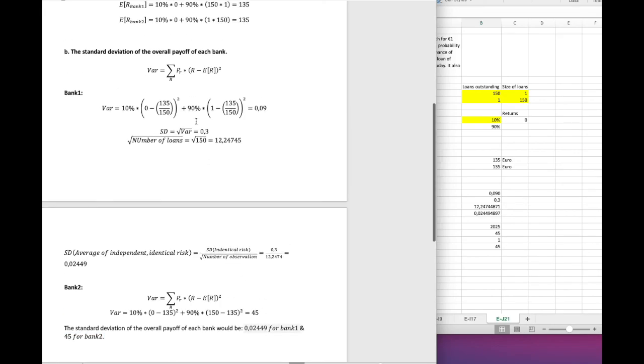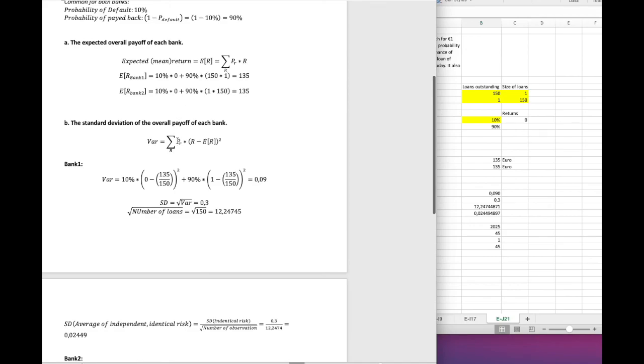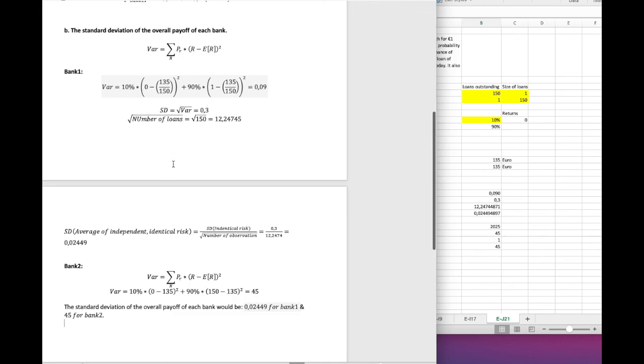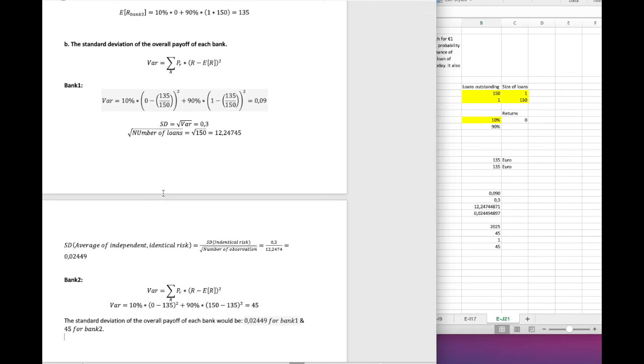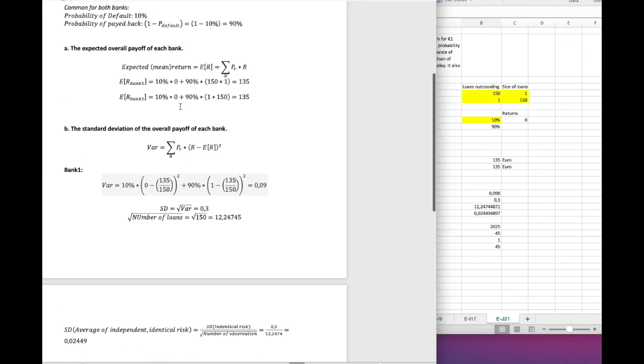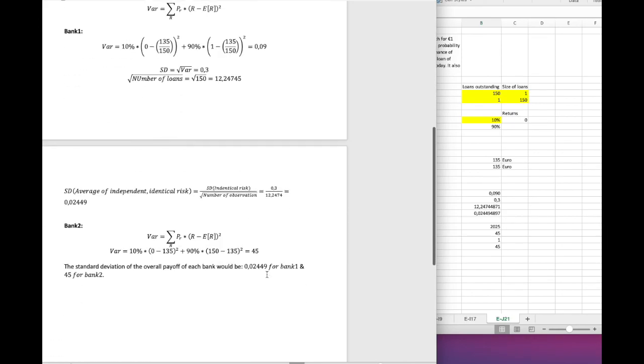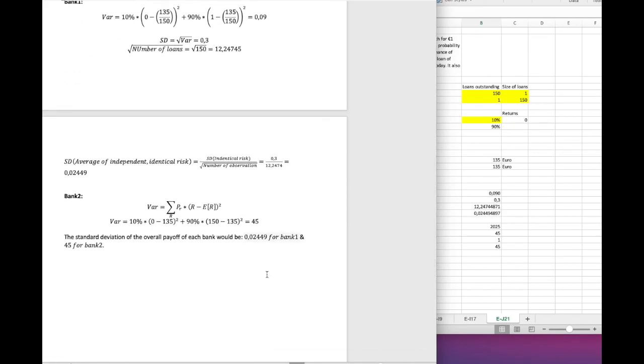So the whole idea is that when you have a lot of small loans, you'll get a smaller standard deviation. Hence, the loan would be less risky, even though the expected return is the same. I hope that helped. Otherwise, write me a comment, then I will try to help you even more.